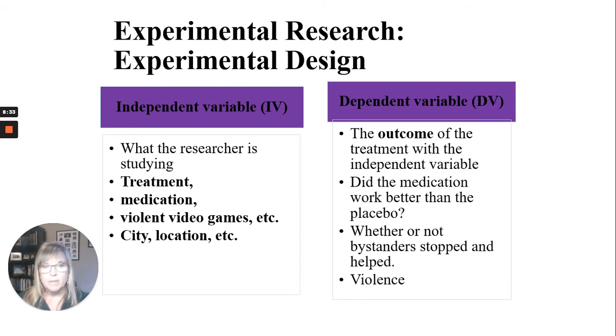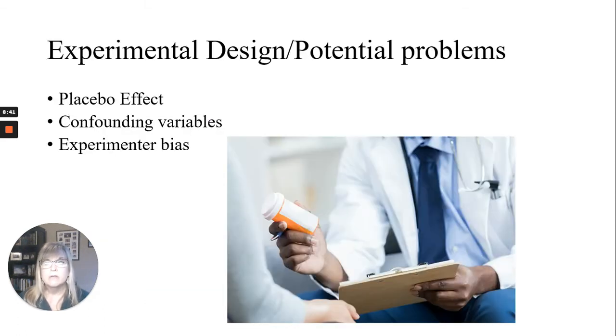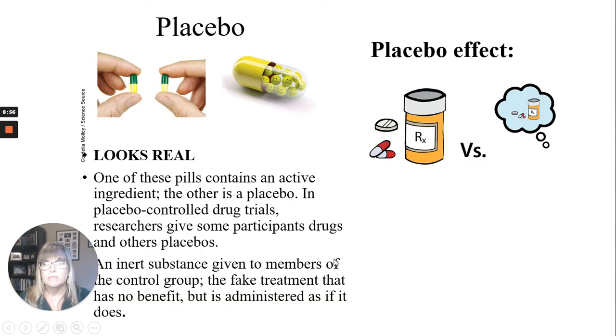Did the medication work better than the placebo? Did the bystanders stop and help? Did kids become more violent when they played those violent video games? So experiments are difficult to design, and there are also potential problems that we have to plan for when we're looking at designing an experiment. And we're going to talk about these three: the placebo effect, confounding variables, and experimenter bias.